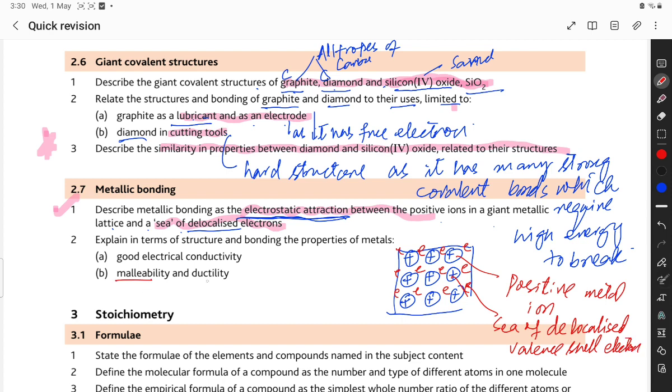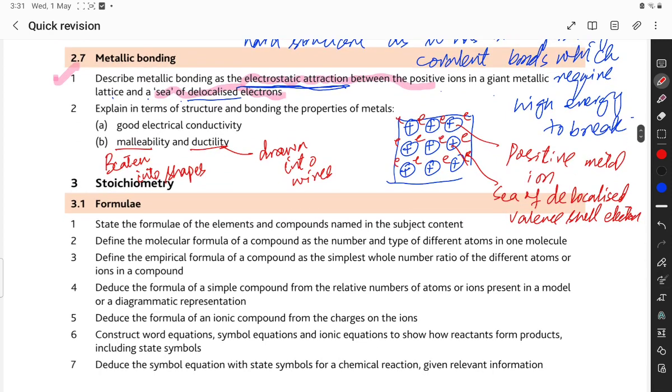So malleability and ductility, so why are they malleable? This is the second property. The examiner is expecting you to write down that metals are malleable and ductile. Why malleable? Because metals are arranged in regular layers and the layers slide over each other when force is applied. This is a very simple definition. Malleability means beaten into shapes, and ductility means drawn into wires.